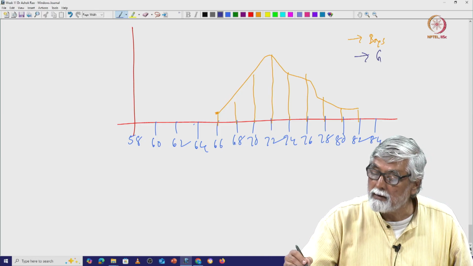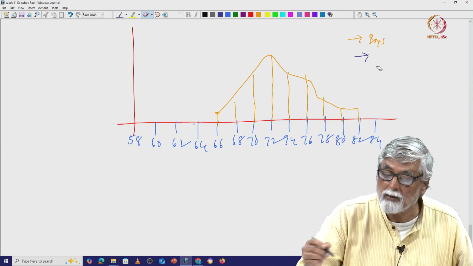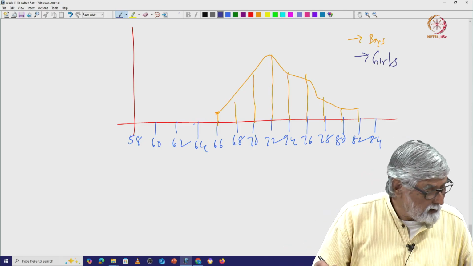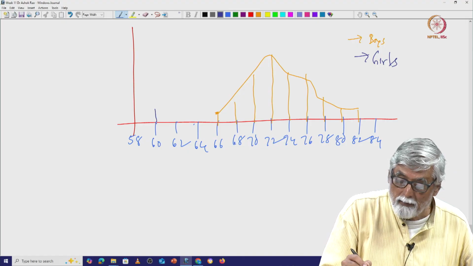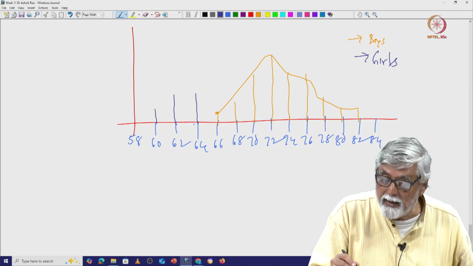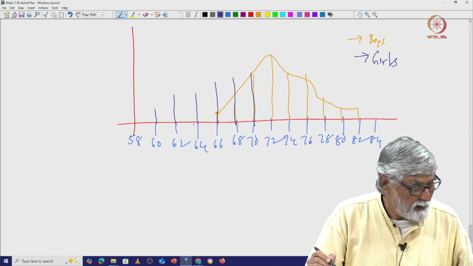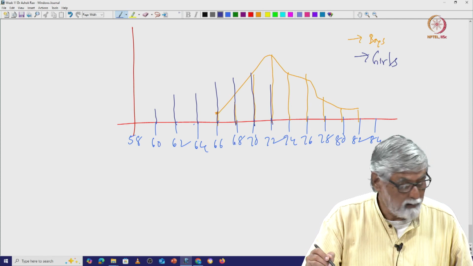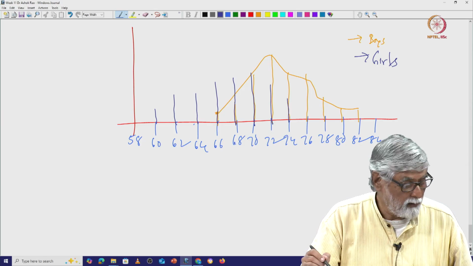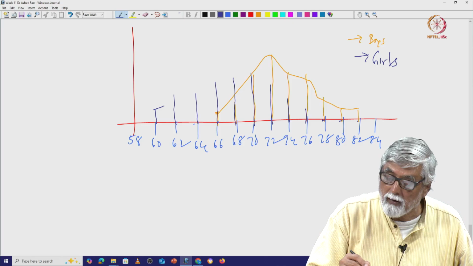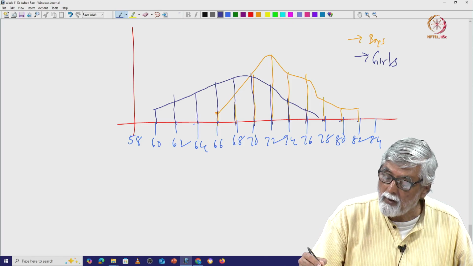Similarly, for girls, 60 is 1, 62 and 64 is 2 each, 66 and 68 is 3 each, 70 is 4, which is the same as boys, 72 is 3, 74 is 2, 76 is 1, all others 0. Okay, something like this.